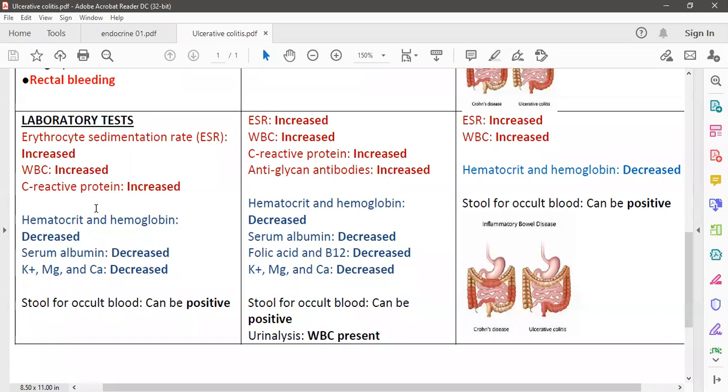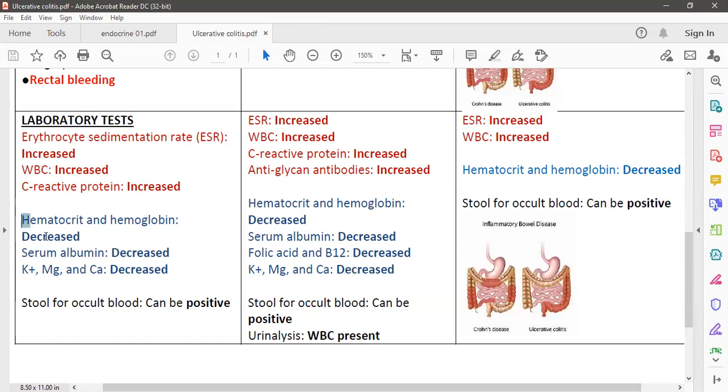So in case of ulcerative colitis, Crohn disease, and even diverticulitis, the common findings: hematocrit and hemoglobin decrease, serum albumin decrease, electrolyte decrease, right? In case of Crohn disease, folic acid and B12 decrease. In case of diverticulitis, hematocrit, hemoglobin decrease. Right? If you compare and contrast, it would be easy to remember.